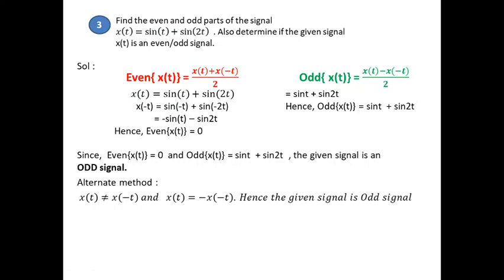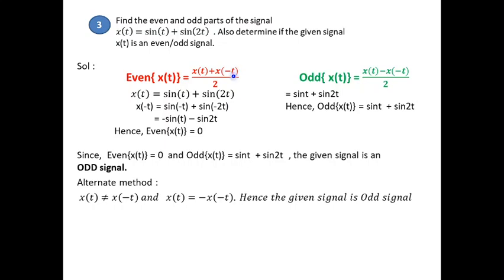In this example, instead of giving a diagram or figure, we have given an expression, right? Find the even and odd parts of the signal x of t equal to sin t plus sin 2t. Also determine if the given signal x of t is an even or odd signal. So the solution is simple. Since we have been asked for even and odd parts, we are going to find the even part. So x of t equal to sin t plus sin 2t.